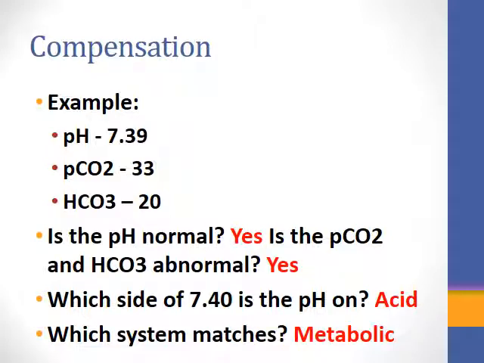Okay, so this slide has the answers for the compensation. The first thing that you ask yourself is, is your pH normal? Yes, it is. Are the PCO2 and the bicarb abnormal? Yes, they are. So which side of the 7.40 is the pH on? We know that 7.39 is on the lower side of 7.40, and that means that it is an acid.